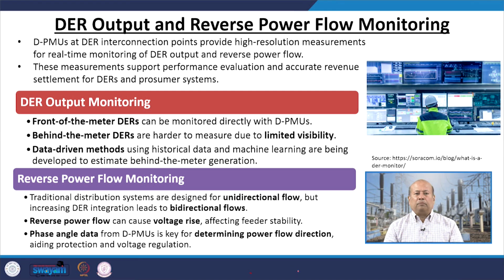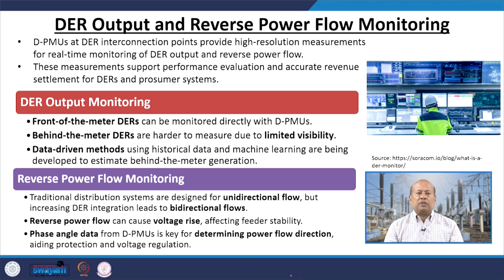Now, front of meter DR can be monitored directly with distribution phasor measurement units. Behind the meter DRs are harder to measure due to limited visibility. Data-driven methods using historical data and machine learning are being developed to estimate behind the meter generation.